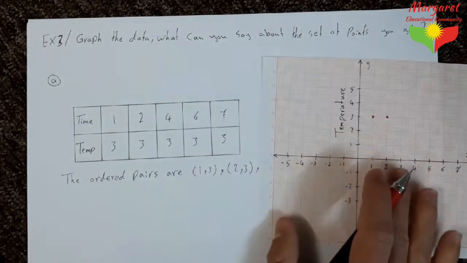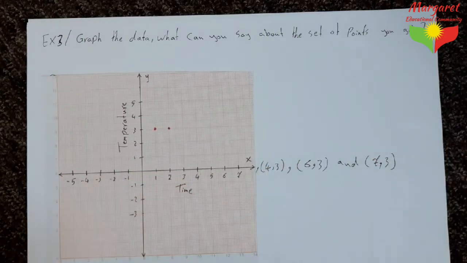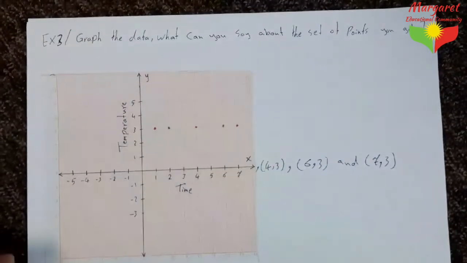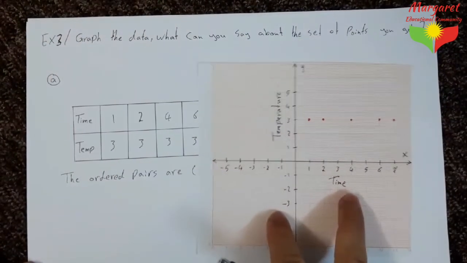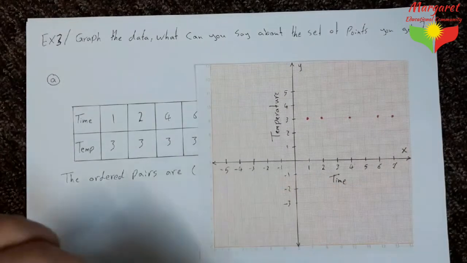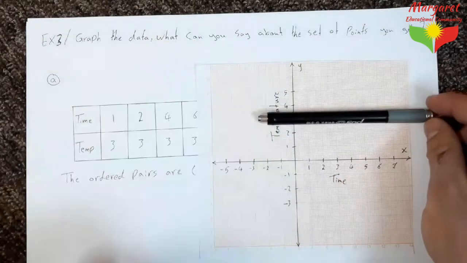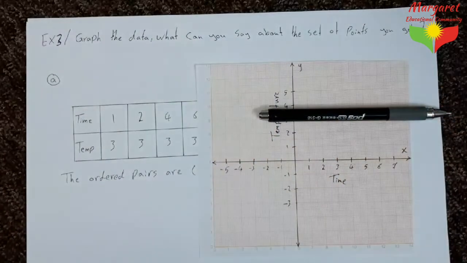You can plot another point. Okay. Now, if you see the figure, all the points lie on a horizontal line.